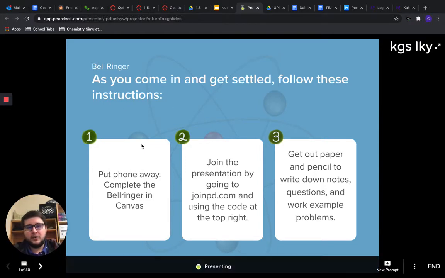So if you haven't already, go ahead and put your phone away and complete the bell ringer in Canvas. Go ahead and pause the video, take care of that, and then come back whenever you're finished.